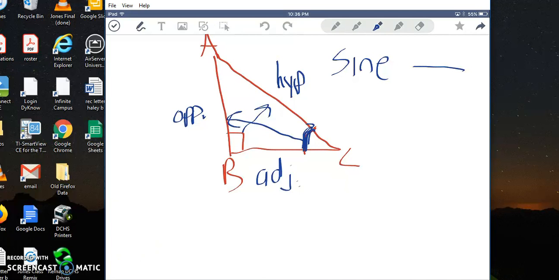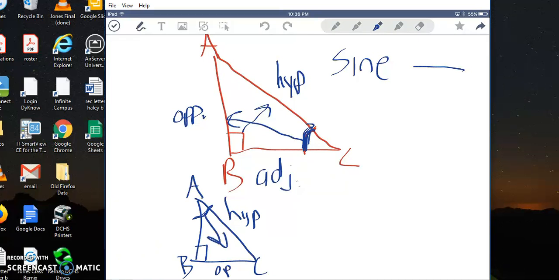Okay, so if we just so happen to have another right triangle, A, B, C, and we're dealing with this angle, this is still the hypotenuse. Now we go directly across, this is the opposite side, and the one right next to this angle is this one, the side AB, so that's your adjacent. Okay, so let's move back up to this top red triangle.